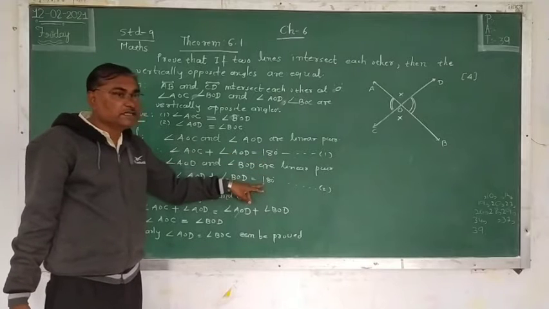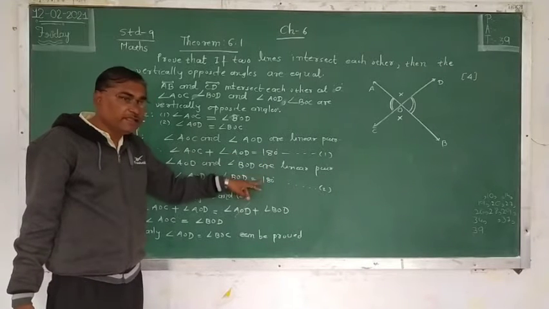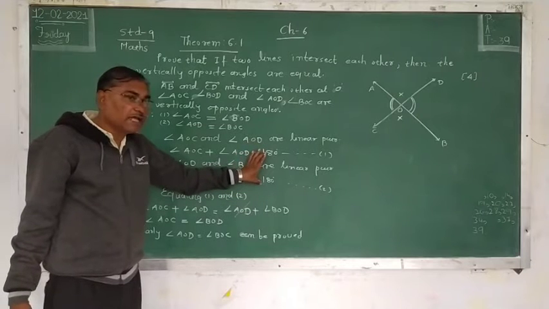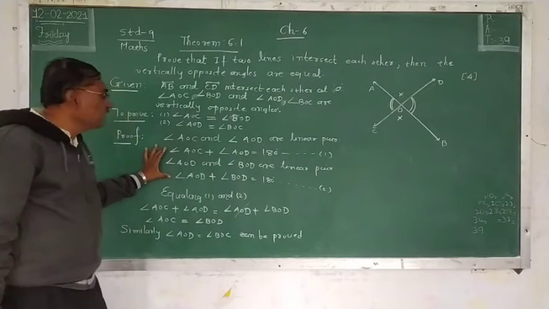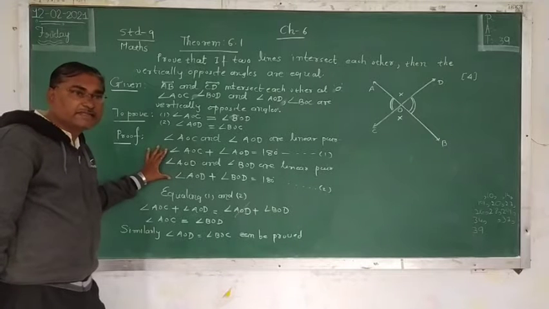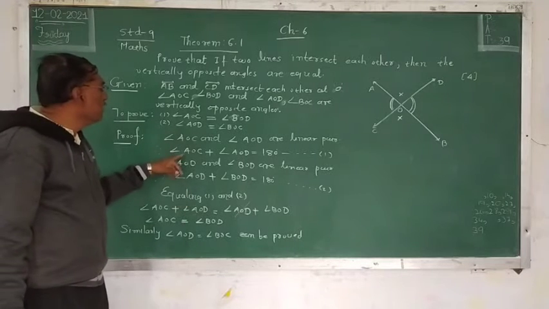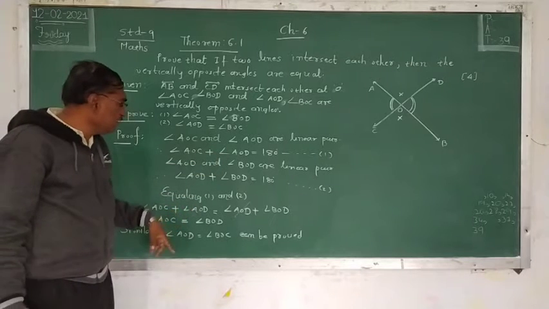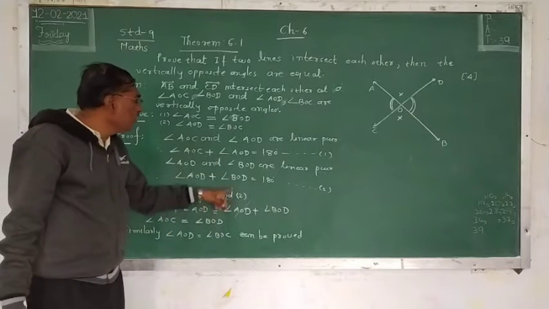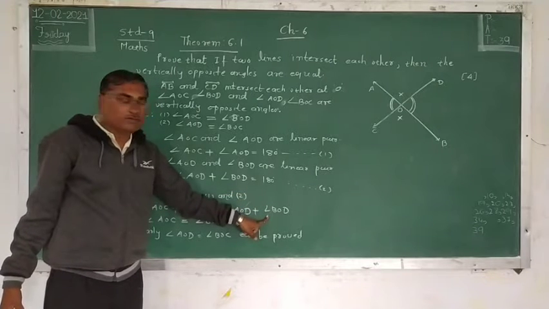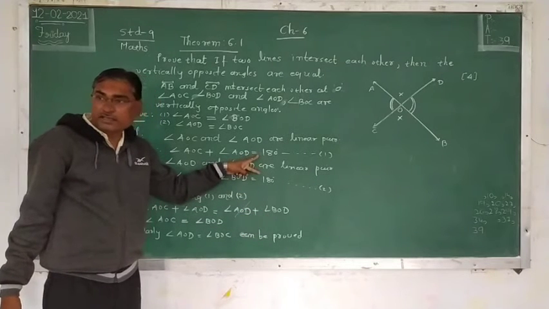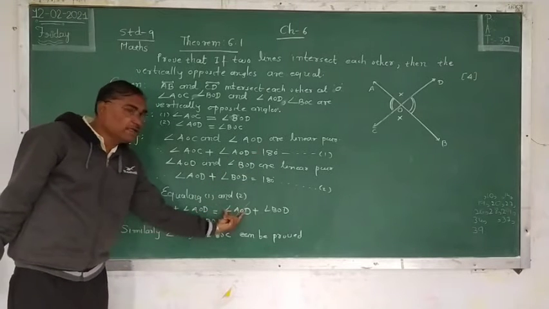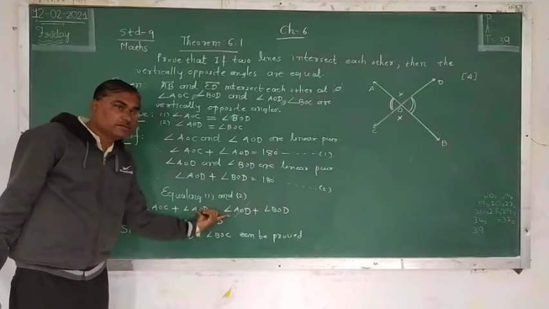Result one and result two, both are 180 degrees, so we can equate them. So angle AOC plus angle AOD equals angle AOD plus angle BOD. The 180 will cancel. Now see, angle AOD and angle AOD on both sides are equal. Can they be cut or not?